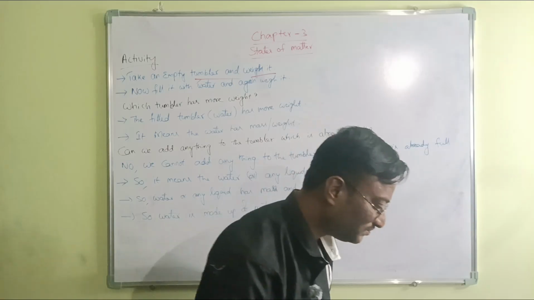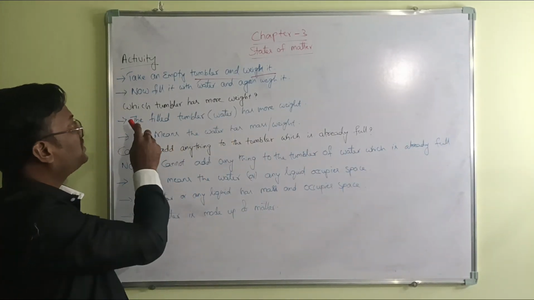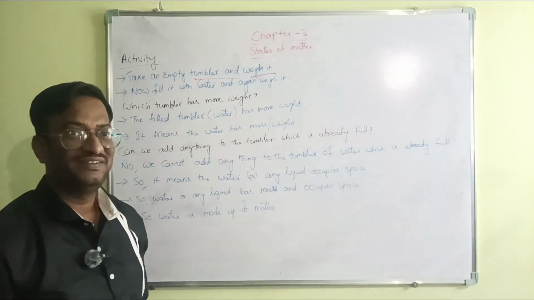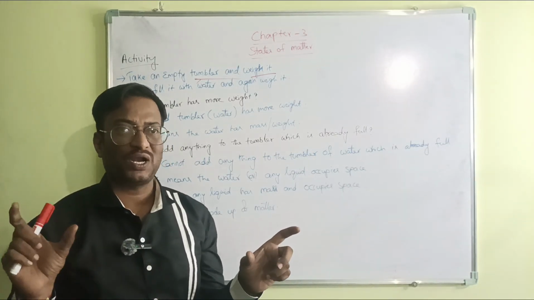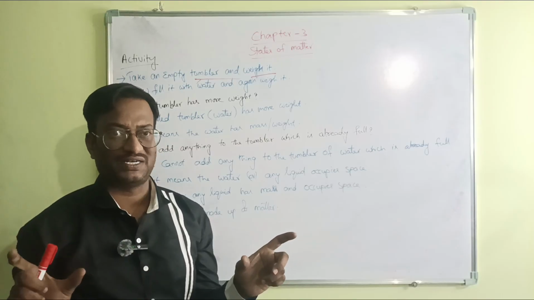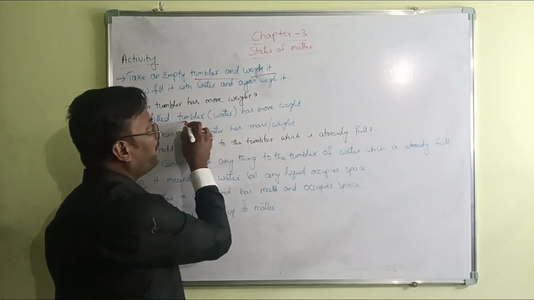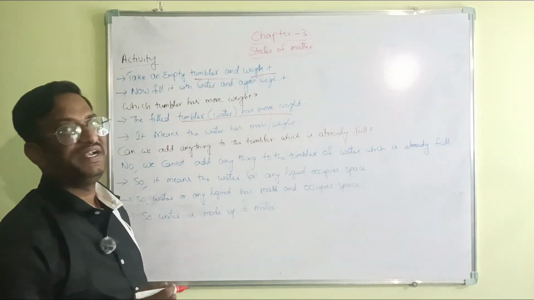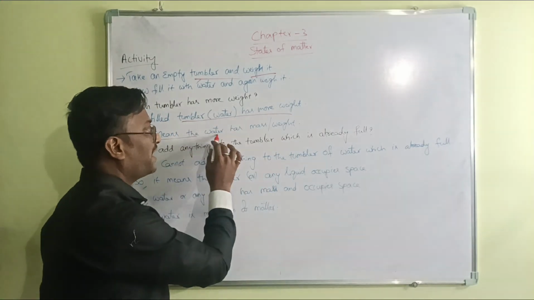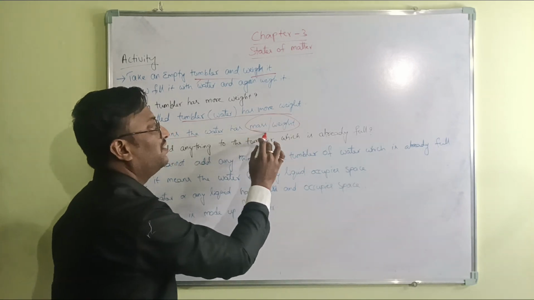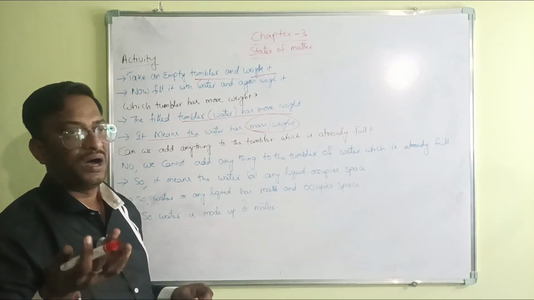Then, which tumbler has more weight? See, I have shown you two tumblers. One is an empty tumbler and one more tumbler with water, full of water. Which will have more weight? Definitely the filled tumbler has more weight. So what does it mean? The water has mass or weight. It means that water has some mass.